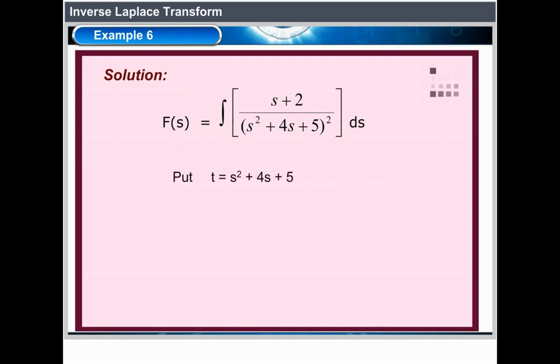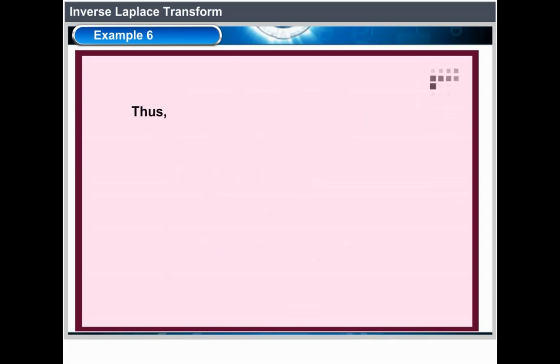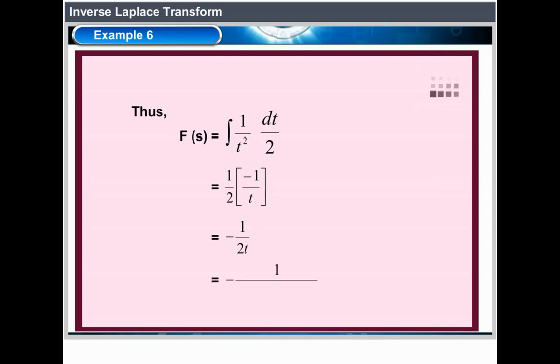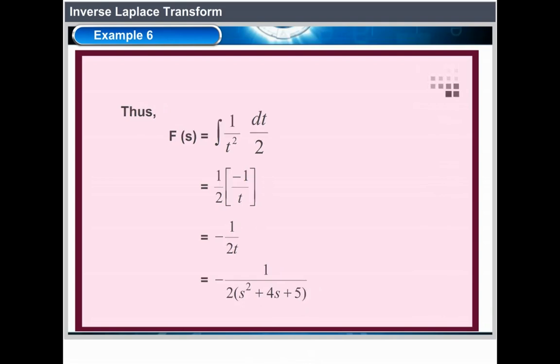Put t equal to s^2+4s+5. Then dt equal to (2s+4) ds, so dt by 2 equal to (s+2) ds. We have taken the 2 as common. Thus, F(s) equal to integral 1 by t^2 into dt divided by 2, equal to 1 by 2 into -1 by t, equal to -1 by 2t, equal to -1 by 2 into (s^2+4s+5).